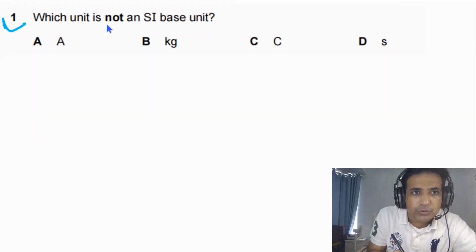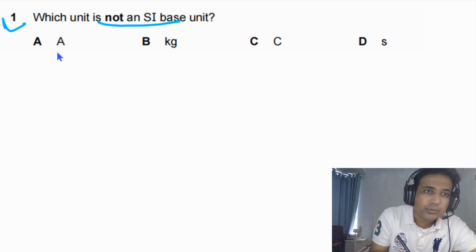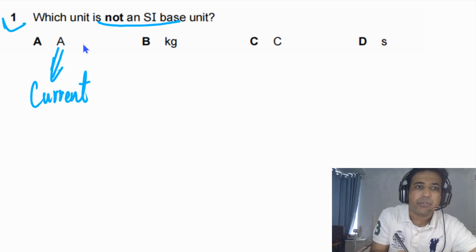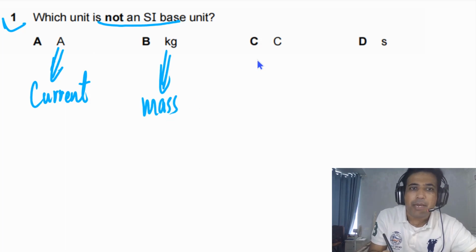Question 1 says, which unit is not an SI base unit? We have 7 SI base units. So if you look at the first unit, this is ampere, and this is the SI base unit of electric current. So this is right. kg is the SI base unit of mass.